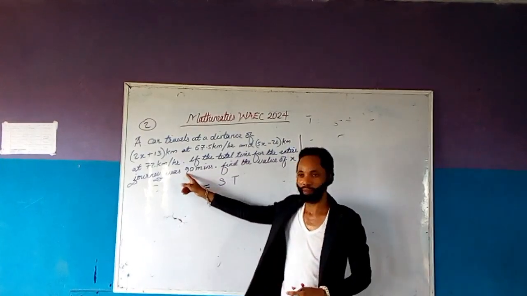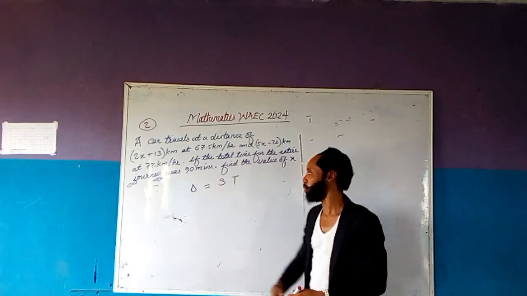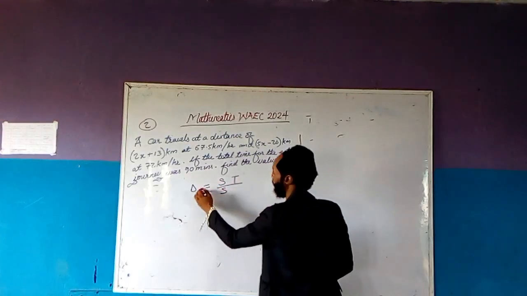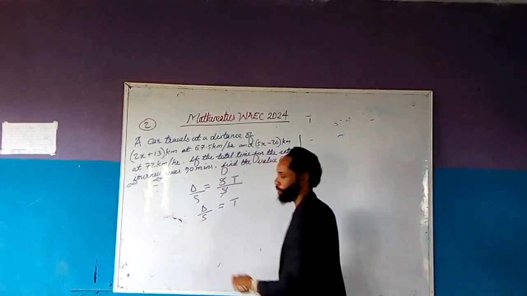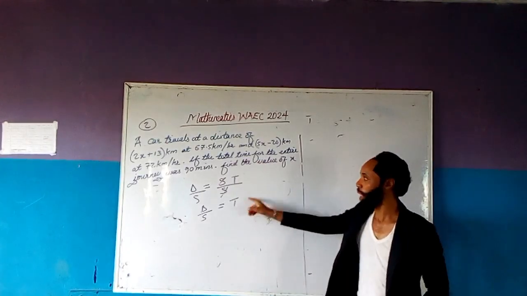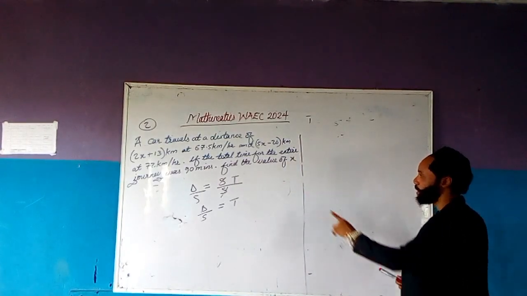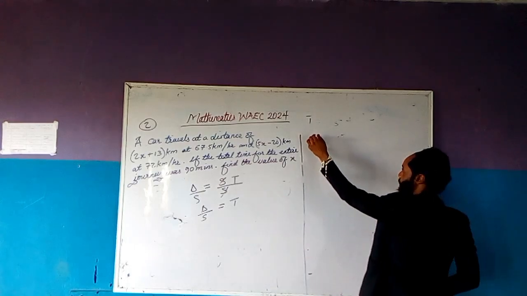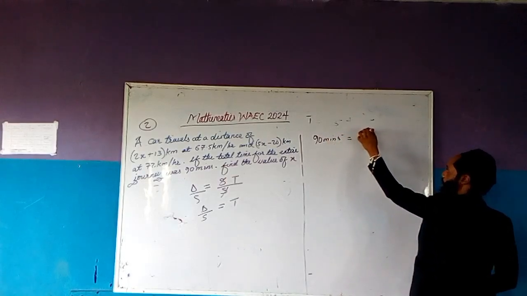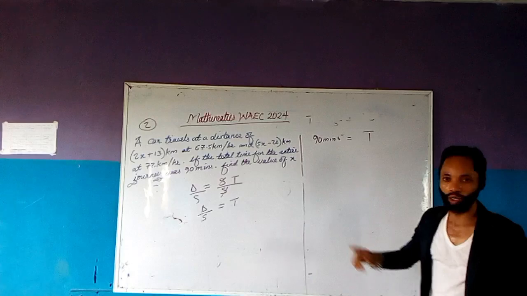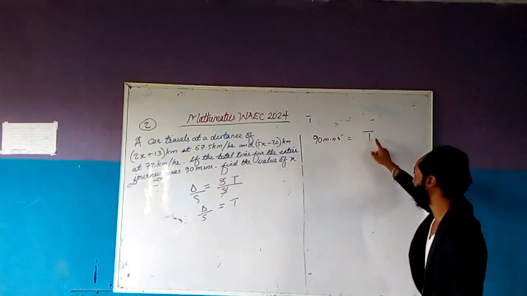We're given the time as 90 minutes. So we want to solve for our time. Our time equals distance over speed. That's our time. So I'd like to write it here. Now, the time is 90 minutes. That means 90 minutes is equal to our time.